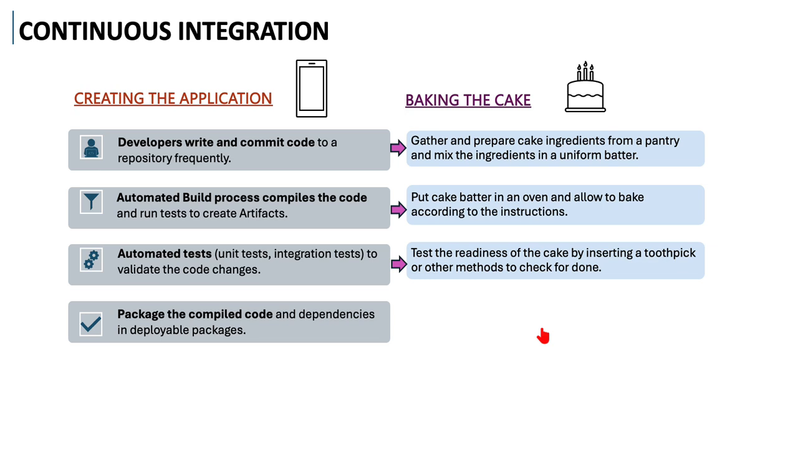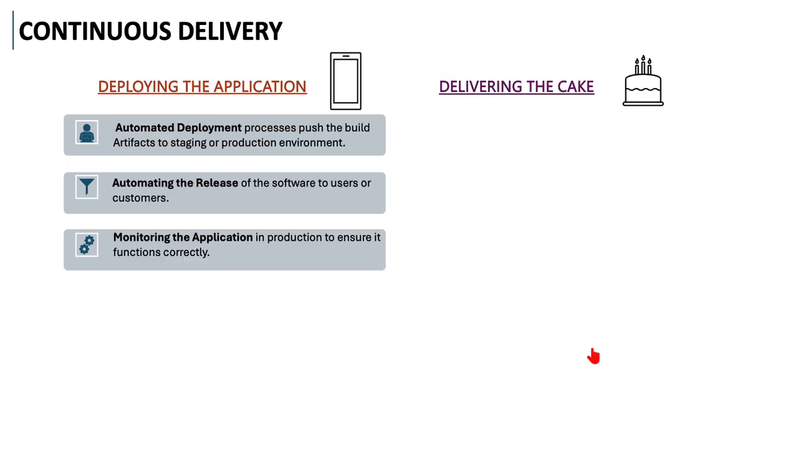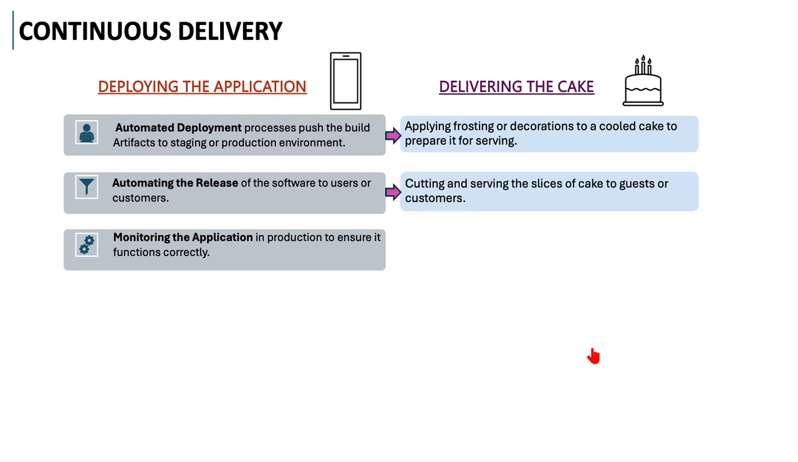And then we want to package that compiled code as well as all of those dependencies associated to that application into a deployable package, similar to how you remove the cake from the oven and allow it to cool before further handling. So we get to the end of the process and now we're ready to deliver it to the customer. So the continuous delivery model is automating the deployment processes. We push those artifacts to staging or to a production environment, like applying the frosting or decorations to a cooled cake in order to prep it to serve to the customer. There's automating the release of the software to the users or customers, such as cutting and serving the slices of cake for that taste test.